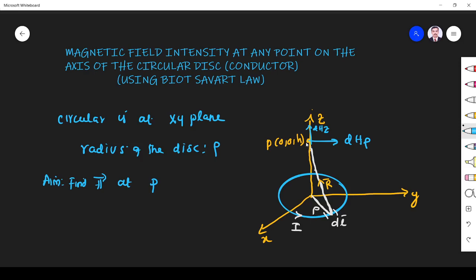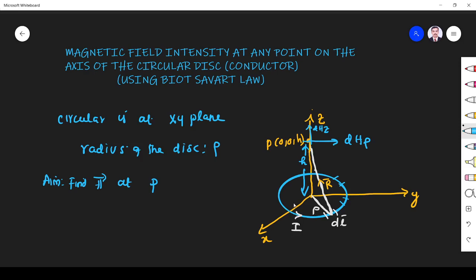This point is at a distance, a height H, from the xy plane. So here you see x is 0, y is 0, and the z-axis value is H. That's why the point is (0, 0, H). So what is the logic we are going to use? It is a continuous charge distribution. Instead of taking the total disk, first we take dl and find the magnetic field at this point, then dl2 and find the magnetic field at this point, then dl3. Like that, you divide the total disk into small line segments, current carrying elements Idl, find the magnetic field, and integrate it. That is our aim.